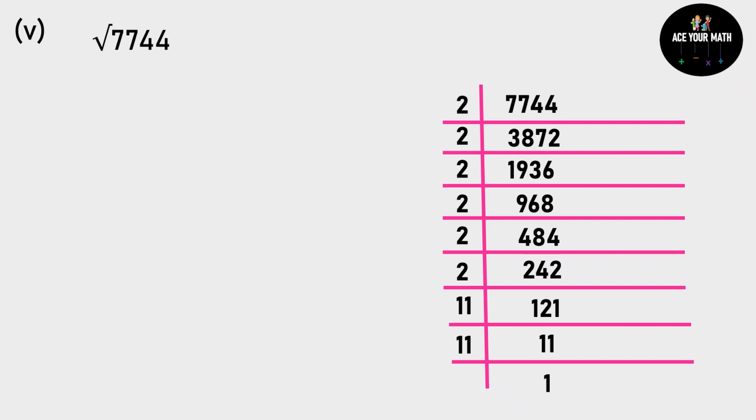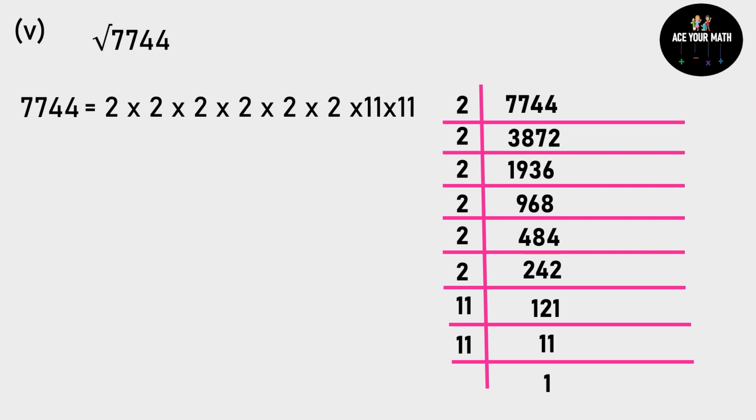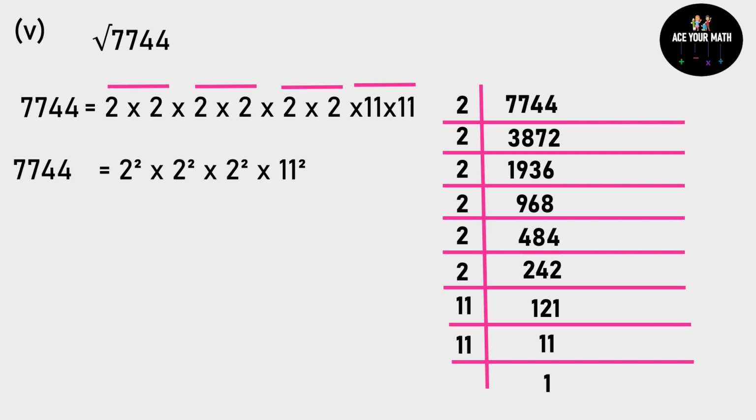It means now you will stop your division here and you can write 7744 as a product of all these prime numbers. Now the next step, you all know we will form pairs of similar factors. Now start forming pairs. So you can write 7744 as the product of 2 square, again 2 square, then again 2 square and 11 square.